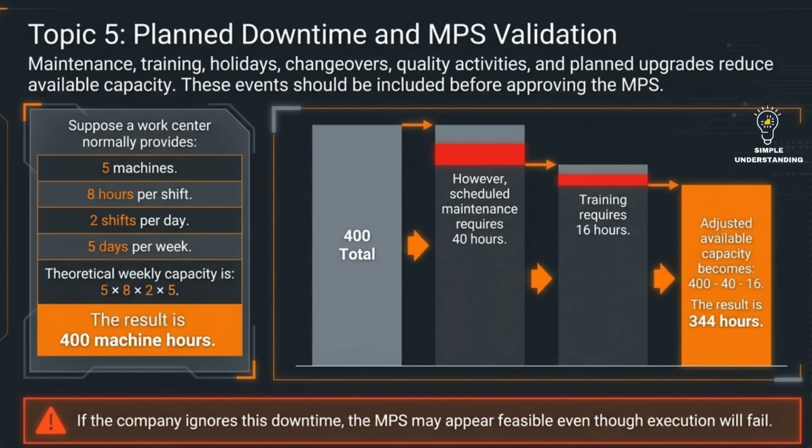However, scheduled maintenance requires 40 hours. Training requires 16 hours. Adjusted available capacity becomes 400 minus 40 minus 16. The result is 334 hours. If the company ignores this downtime, the MPS may appear feasible even though execution will fail.